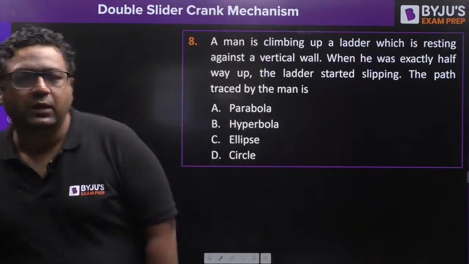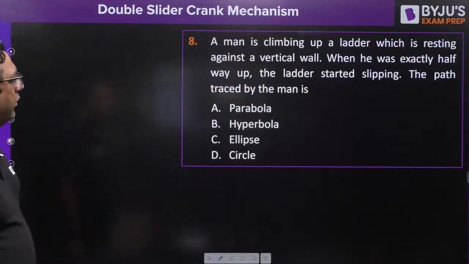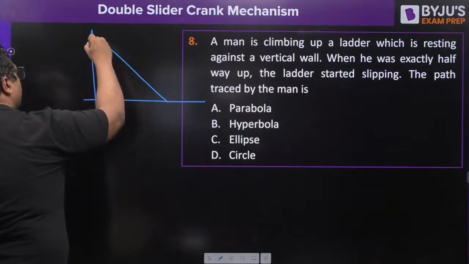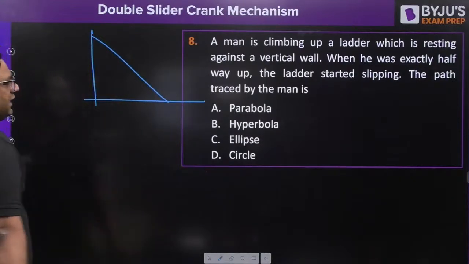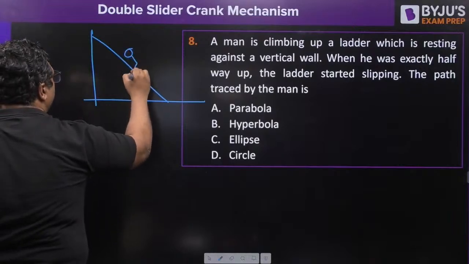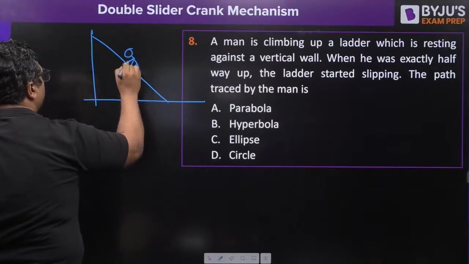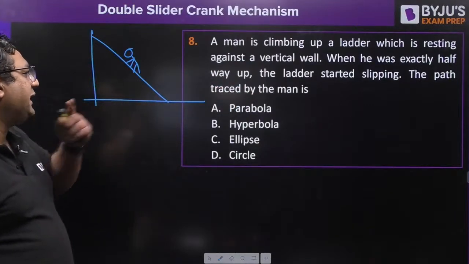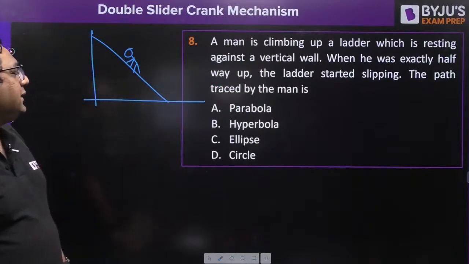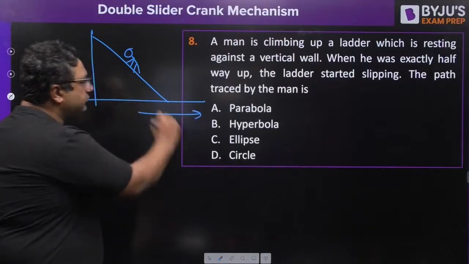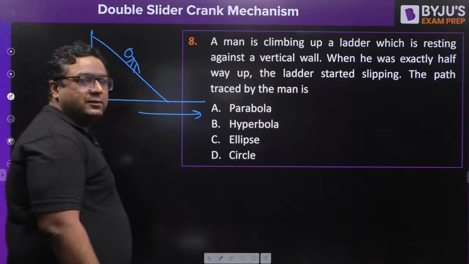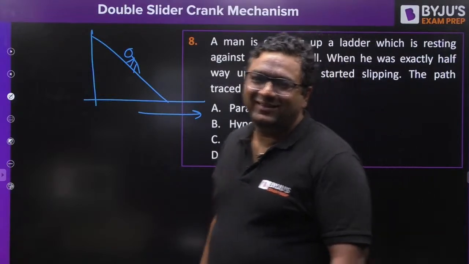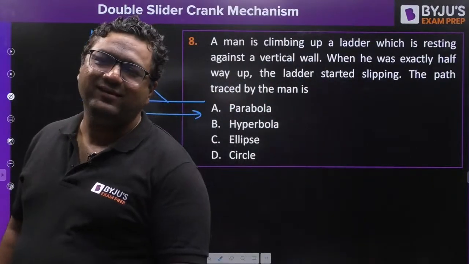A man is climbing up a ladder. We are having a ladder like this. A man is climbing up a ladder against a vertical wall. When he was exactly halfway up, the ladder starts slipping. The path traced by the man. This you can feel also. This is the feeling of first inversion.